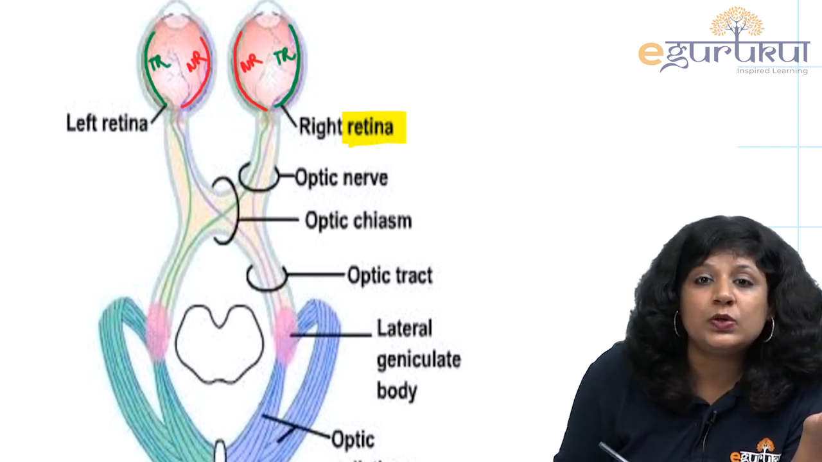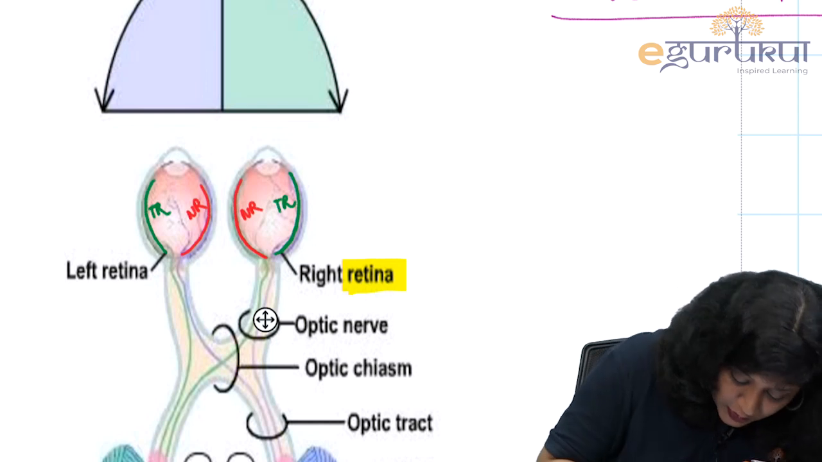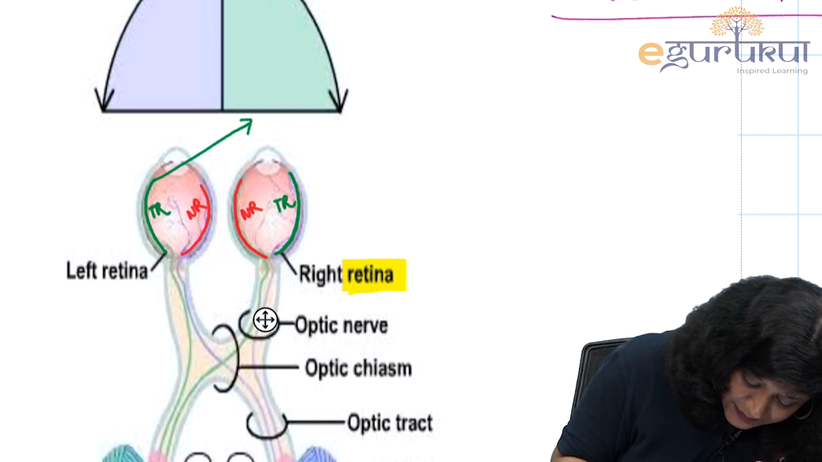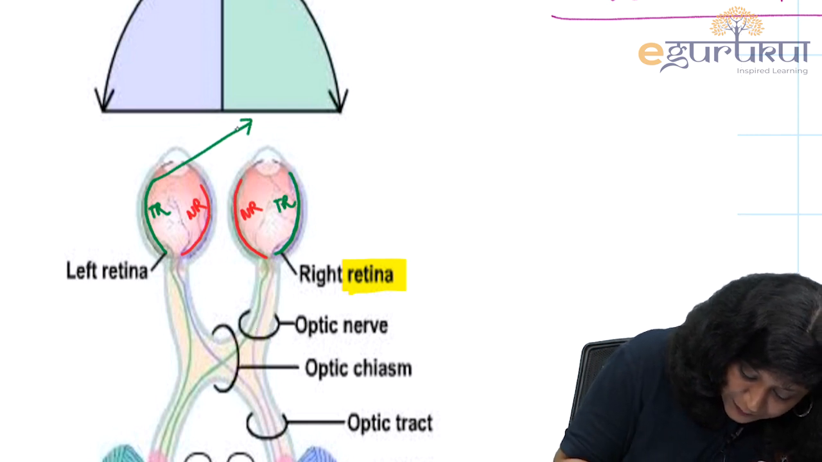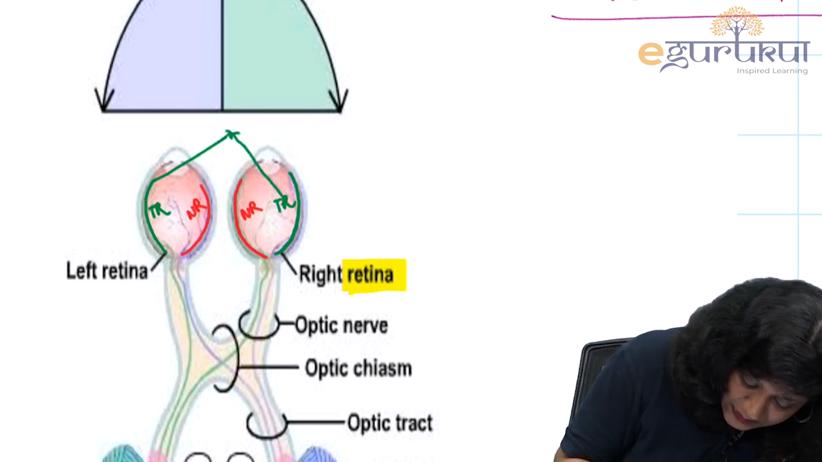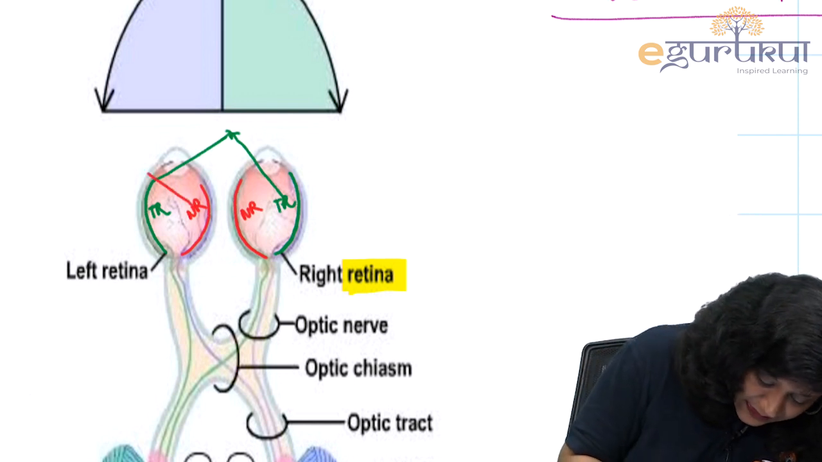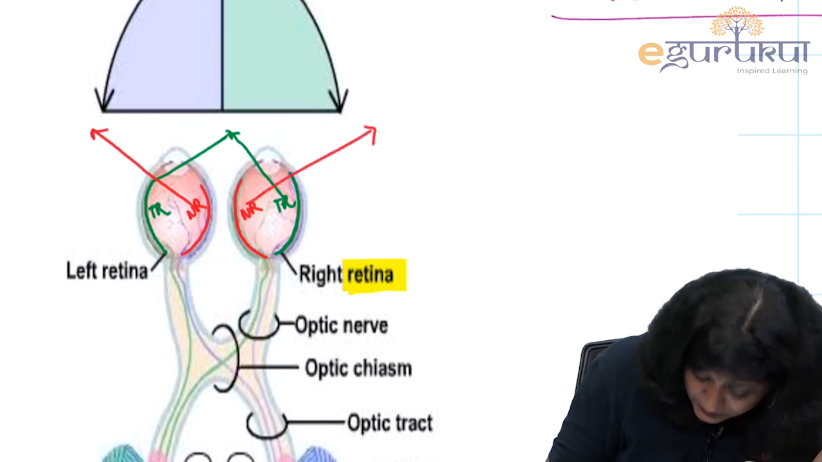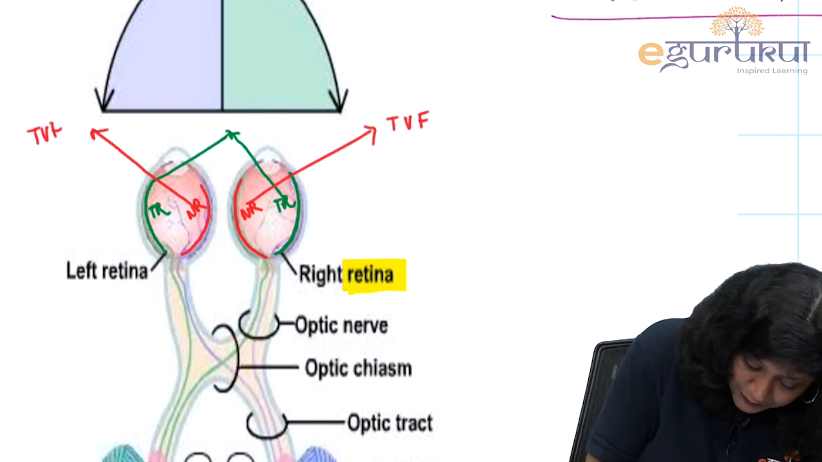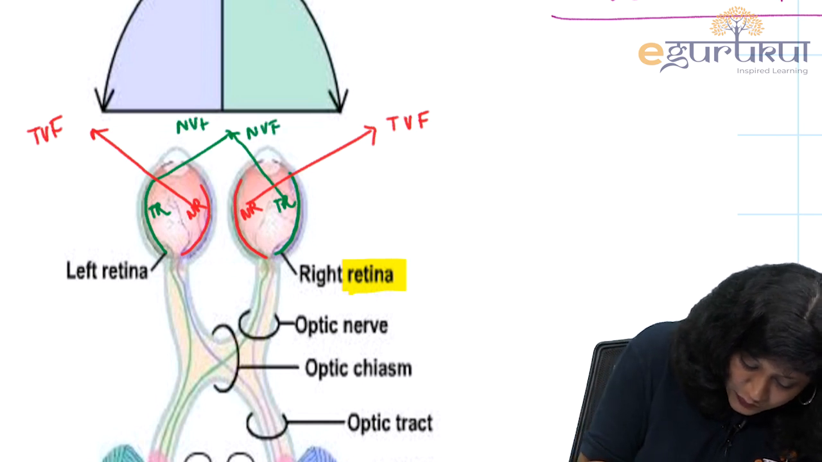And we already know that the temporal retinas will look into the nasal visual field. So this will be responsible for the nasal visual field, and this will be responsible for the nasal visual field, like this. So these are the nasal visual fields. On the other hand, if you look at the nasal retina, they are responsible for the temporal visual field.